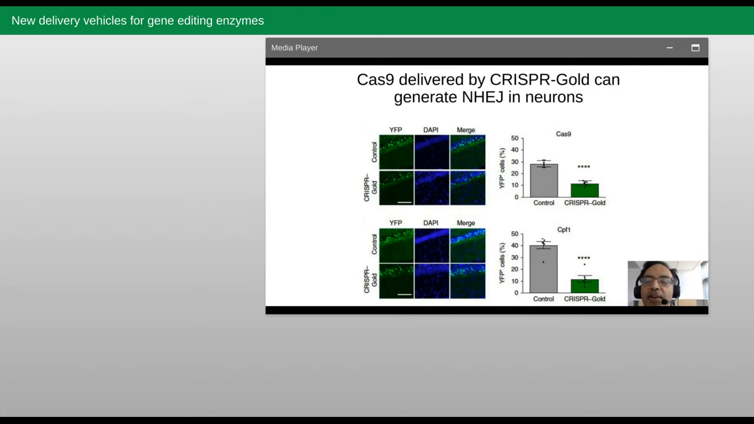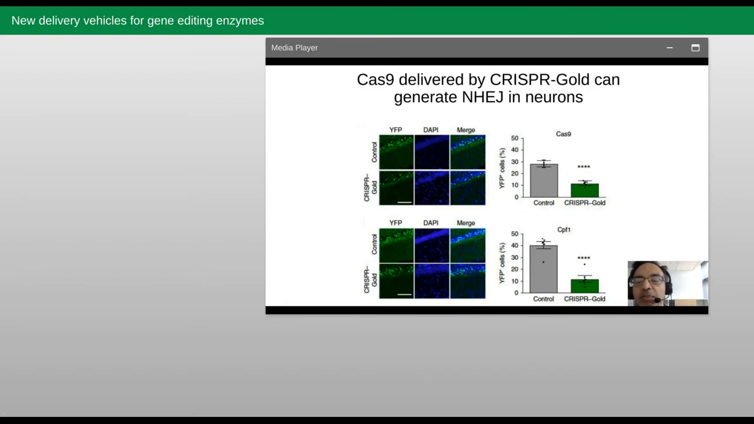So on the top bar graph, you can see that in control mice, about 30% of the cells on a histology slide in the hippocampus are YFP positive, and that decreases to about 10 to 15% with CRISPR Gold. And on the bottom, it again shows a similar phenomenon: CPF1 is about 35 to 40% YFP positive, and that goes down to about 10% after gene editing with CRISPR Gold that contains CPF1.